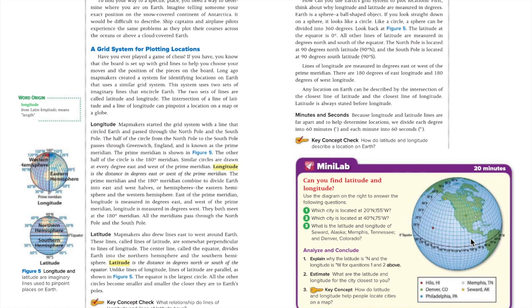So Earth is a sphere, right, which is a ball, which is a circle. So if you look straight down, it looks like a circle, right? So like a circle, a sphere is divided into 360 degrees. If we remember from math, 360 degrees makes a perfect circle. So if we look at figure 5, which is over here, the latitude at the equator is 0. So here we go. This is the equator, and see, this is 0 degrees, right?